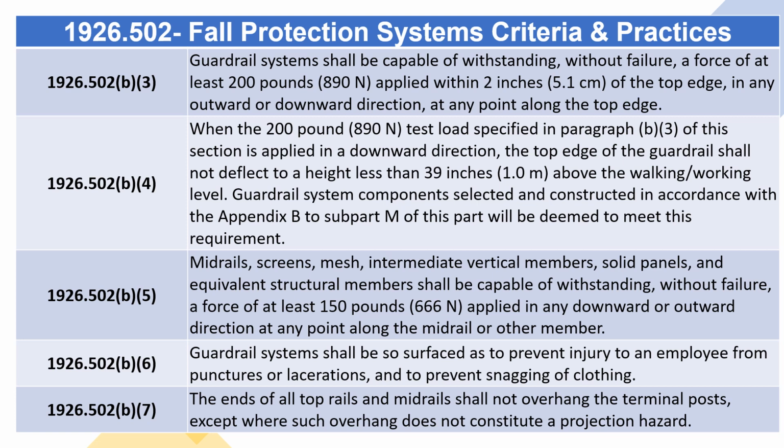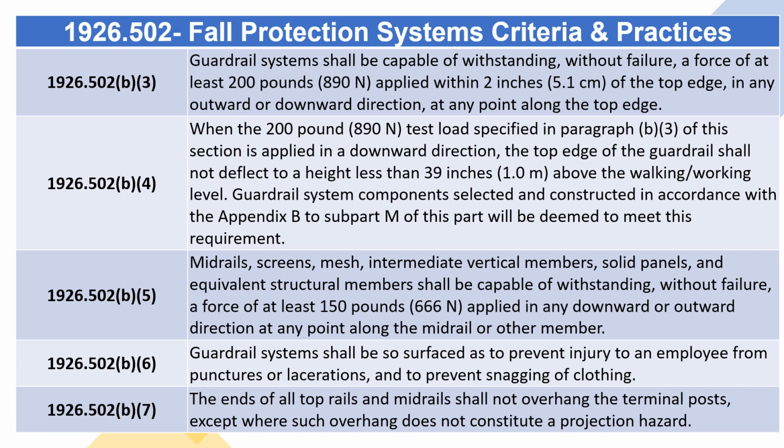1926.502(b)(3). Guardrail systems shall be capable of withstanding, without failure, a force of at least 200 pounds (890 newtons) applied within 2 inches (5.1 centimeters) of the top edge, in any outward or downward direction, at any point along the top edge.